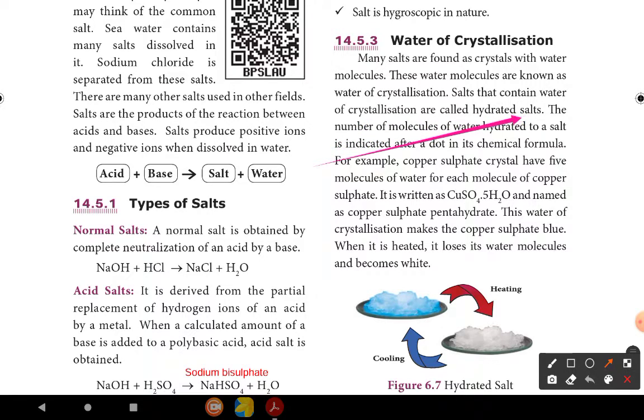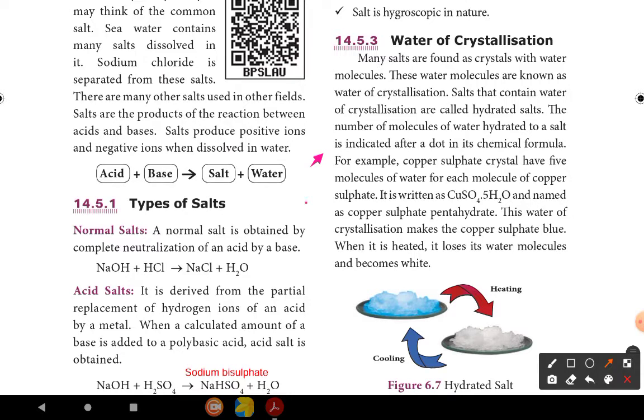So these salts which contain water molecules are called hydrated salts. Okay, alright. The number of molecules of water hydrated to a salt is indicated after a dot in its chemical formula. So how will you write it? For example, if there are water molecules in that salt, how would you write it in the formula?